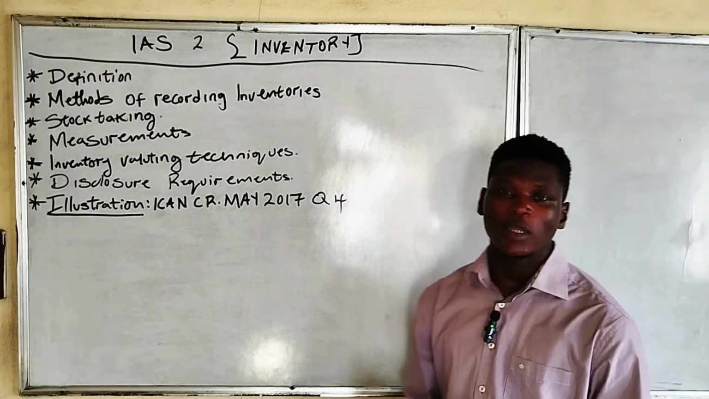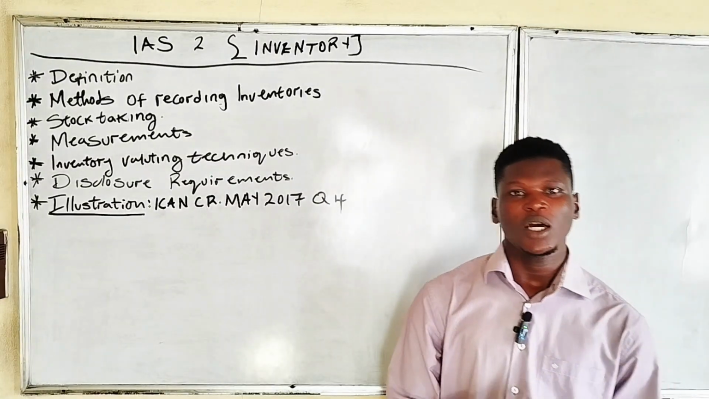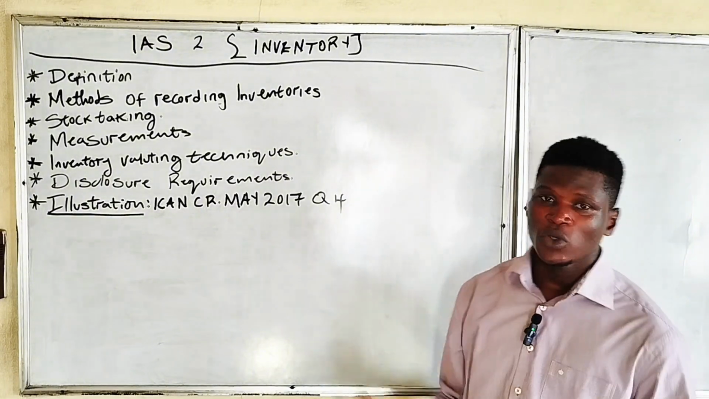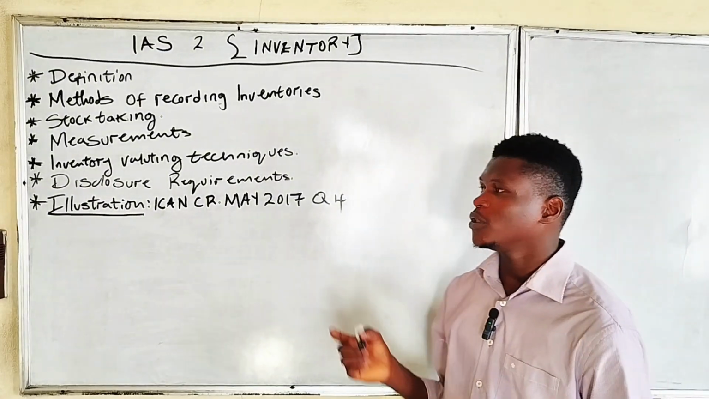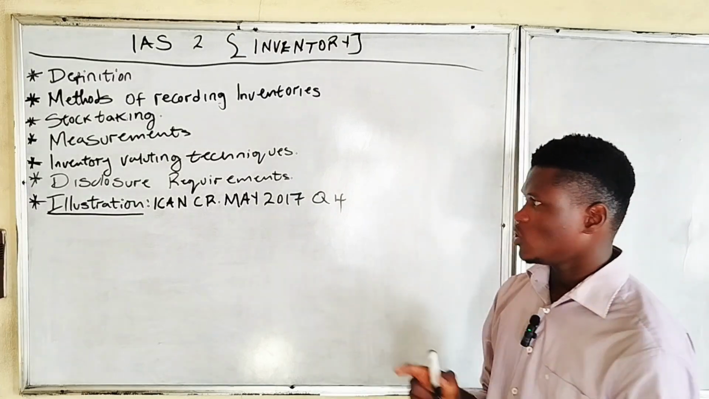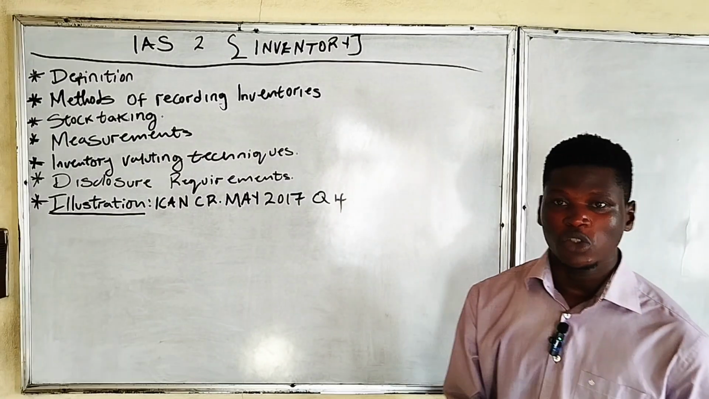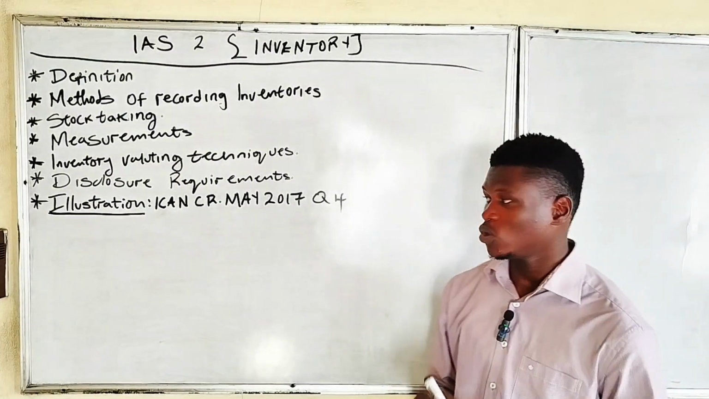My name remains Caleb, and today we'll be looking at another important standard, which is IAS 2, inventory. We have a list of items of what we'll be looking at today, starting from the definition, the methods of recording inventory, the stock taking, the measurements, the inventory valuation techniques, the disclosure requirements, and an illustration from the ICAN professional level corporate reporting May 2017 question 4.